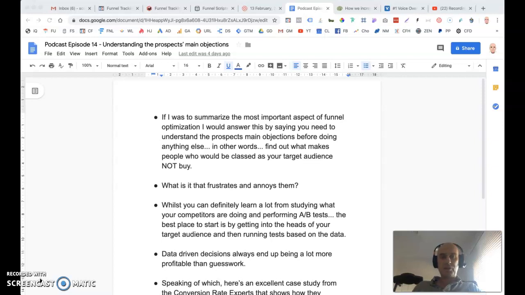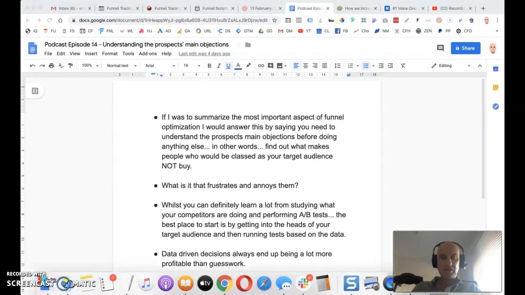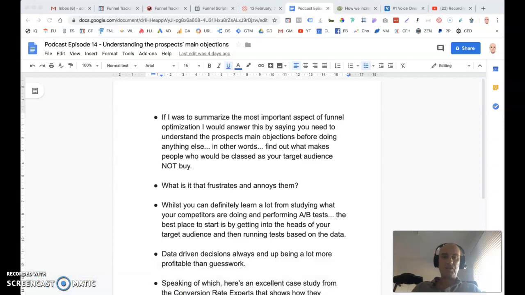So, if I was to summarize the most important aspect of funnel optimization, I would say you need to understand the prospect's main objections before doing anything else. In other words, find out what makes people who would be classed as your target audience not buy, which is a bit of the reverse of how most people would normally approach it. Instead of thinking of why they would buy, in this case, you're looking at what would stop them from buying. And other things that you'd also be looking at is what frustrates and annoys them.